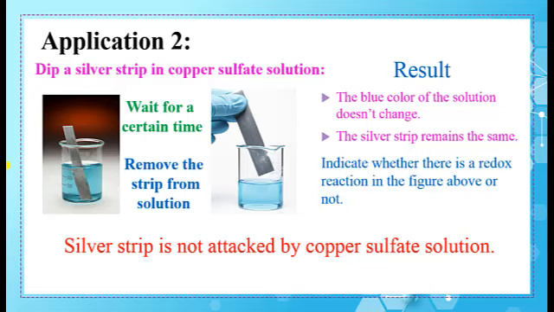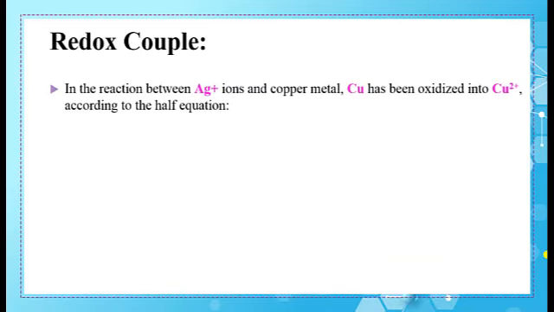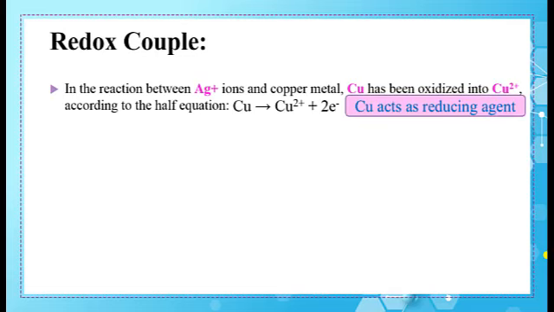Indicate whether there is a redox reaction in the figure above or not. Of course, there is no redox reaction. What is a redox couple? In the reaction between Ag+ ions and copper metal, Cu has been oxidized into Cu2+. According to the half equation, Cu gives Cu2+ plus 2 electrons. Cu undergoes oxidation, then we say that it acts as a reducing agent.